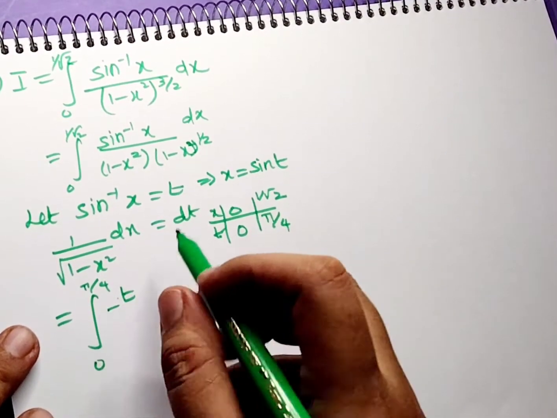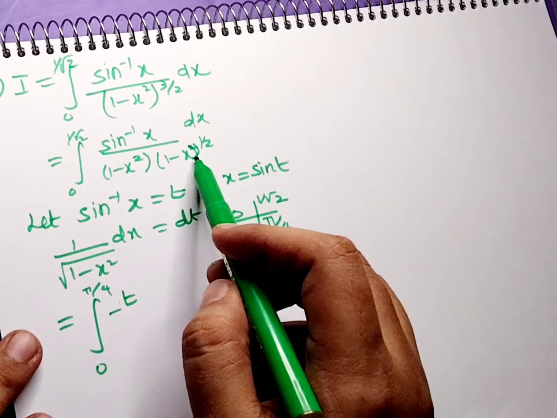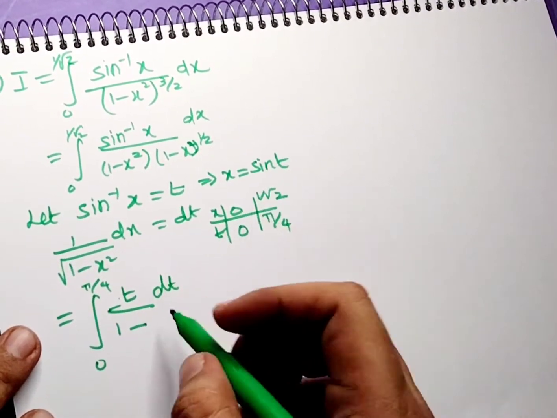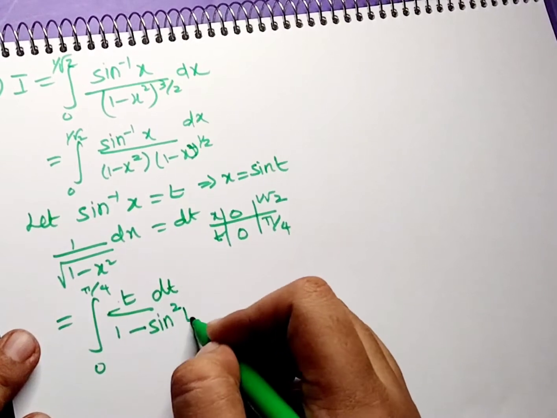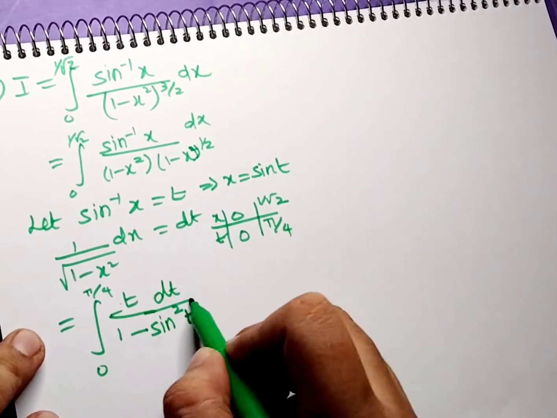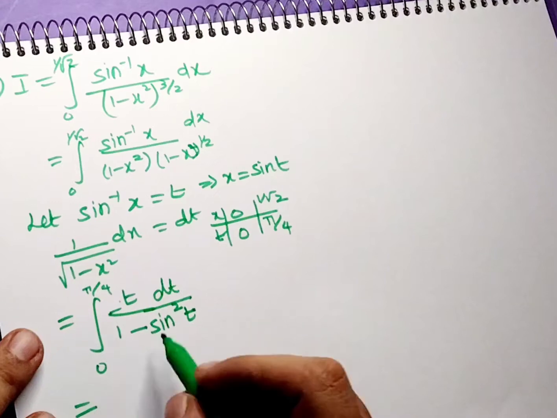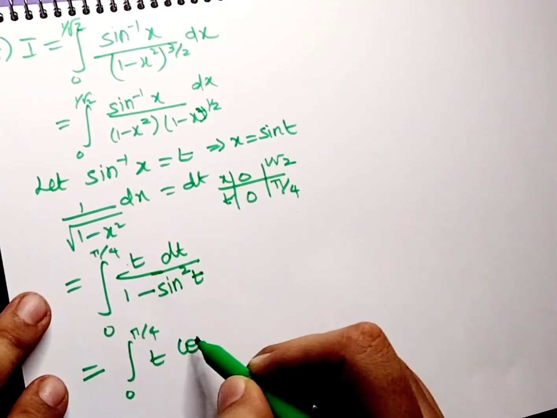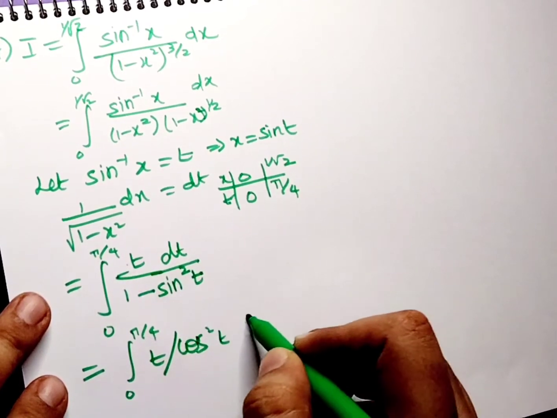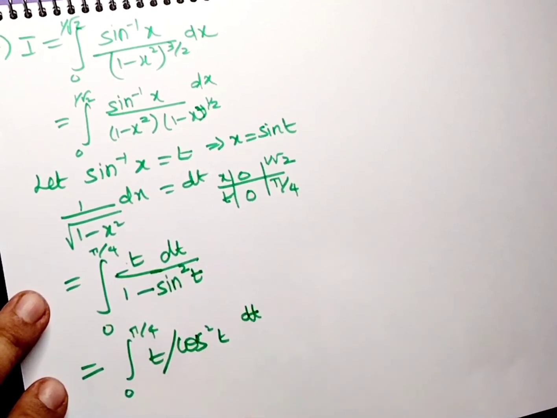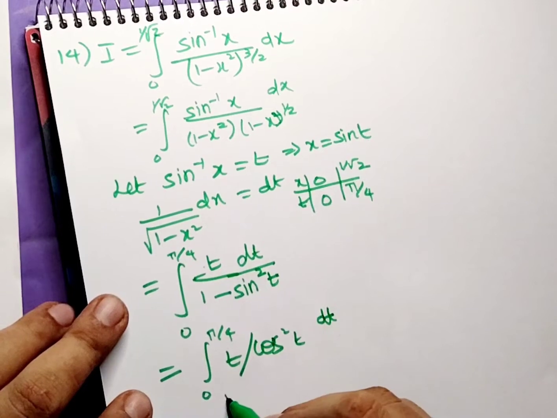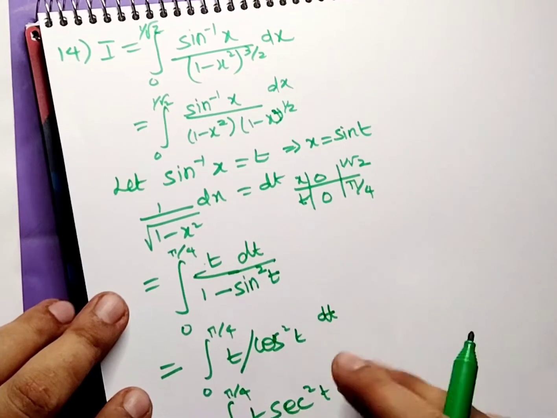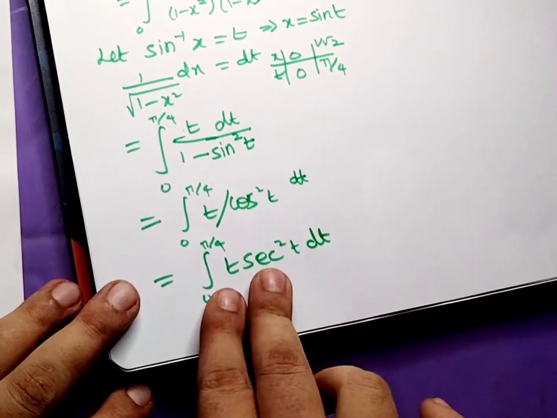So t, dx by root of 1 minus x square is dt, and 1 minus x square is 1 minus sin square t. Okay, and we make use of the identity. So 1 minus sin square is cos square, so t by cos square t dt. That can be taken as the reciprocal. So integral 0 to pi by 4 t into secant square t dt.